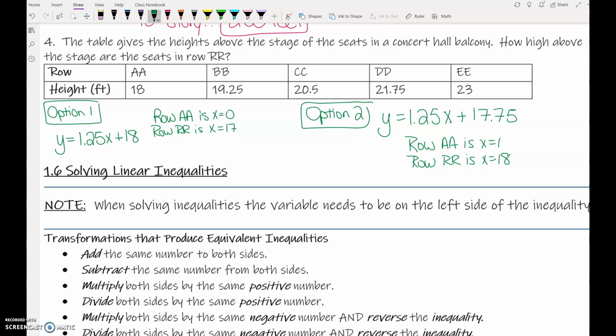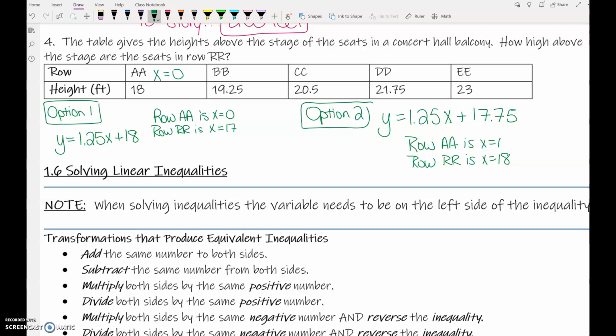Okay, I wrote out 2 options that I have heard today. The first option is doing exactly what we did in number 3. The difference between the height in each column is 1.25 feet. So 1.25 times x, and then our starting amount was 18. But if 18 is the starting amount, that means that the x value for that one is 0. So if row AA is 0, then row RR would be 17. So if you wanted to find the height for row RR, you'd have to plug in 17.